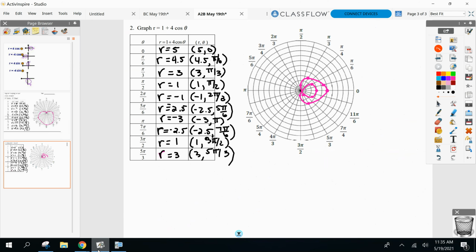Anybody have any questions? The only thing I worry about again is when your R value is negative, making sure you're going 180 degrees in the other direction.